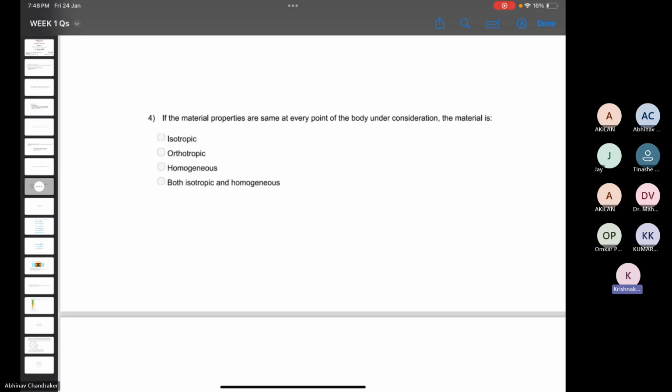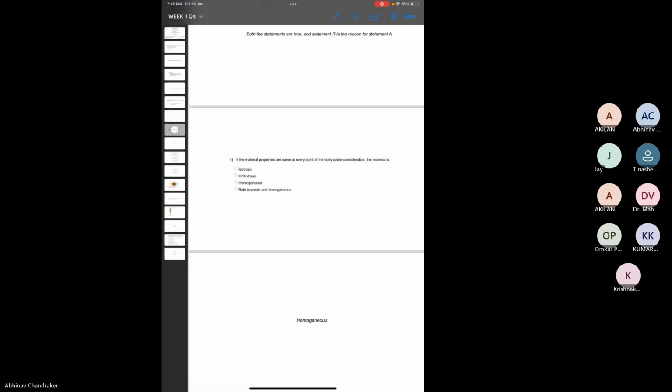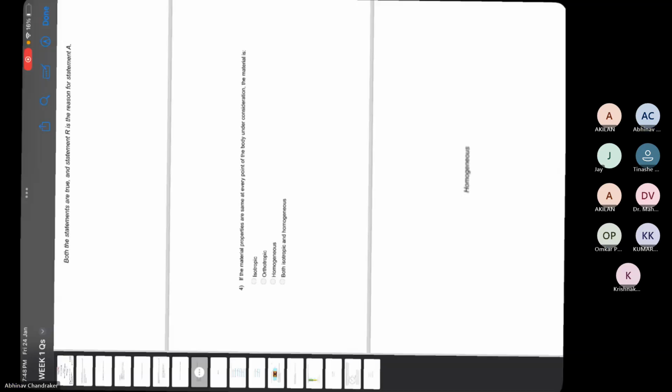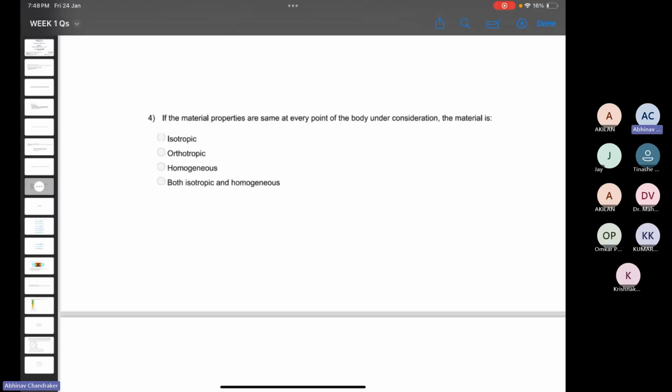Sir, actually, I have a small confusion. Sir, isotropic means laying fibers in the same manner, right? Can you repeat? Laying fibers in the same manner. Okay. So your question is, does isotropic mean laying fibers in the same manner?